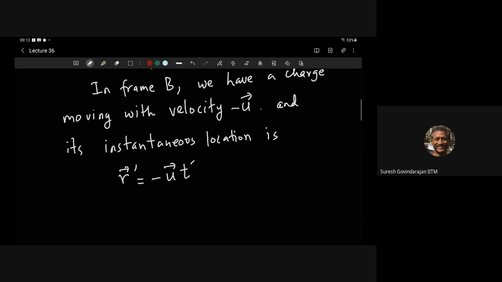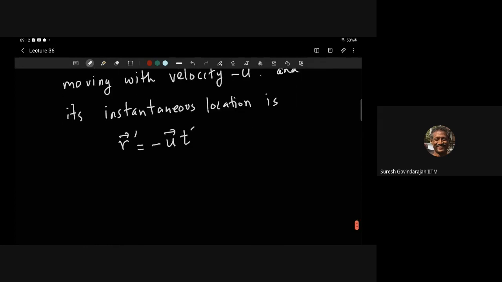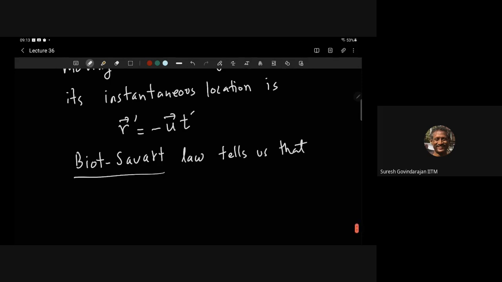Is this clear? Okay. So one thing we know is that Biot-Savart law tells us that there will be a magnetic field, right? A moving charge or a changing current, etc., right? That there will be a B field.